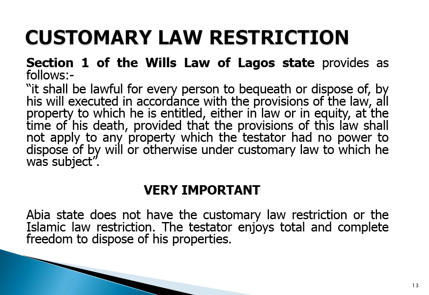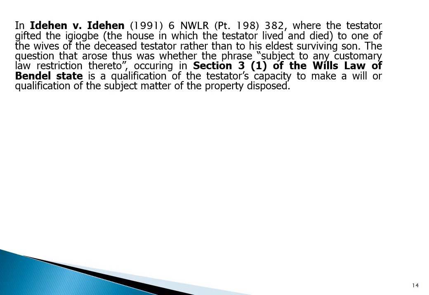Very important, Abia State does not have the customary law restriction or the Islamic law restriction. The testator enjoys total and complete freedom to dispose of his properties. In Idehe and Idehe 1991, 6 Nigerian Weekly Law Report, Part 198382, the testator gifted the Igiogbe, the house in which the testator lived and died, to one of the wives of the deceased testator rather than to his eldest surviving son.